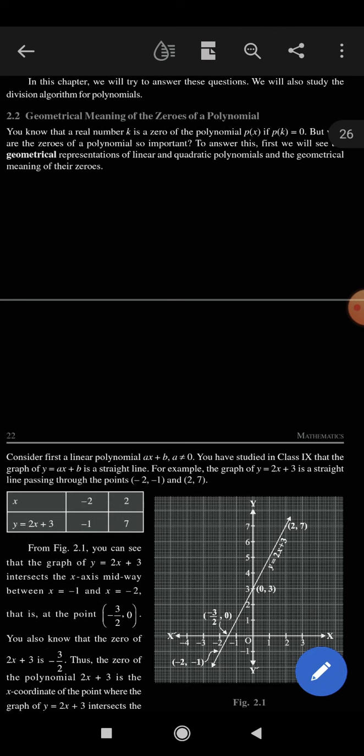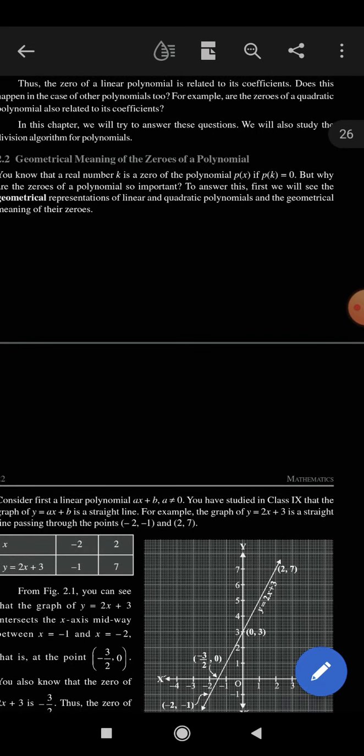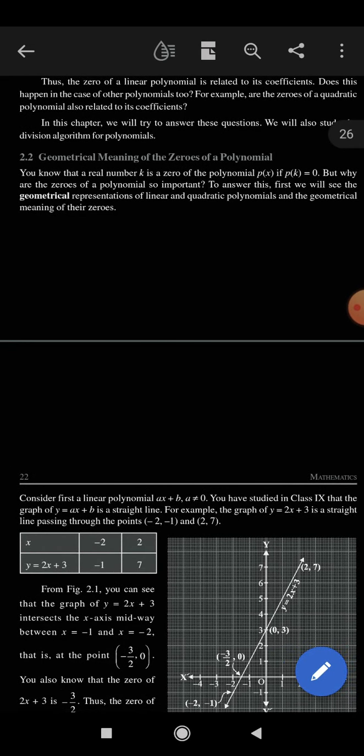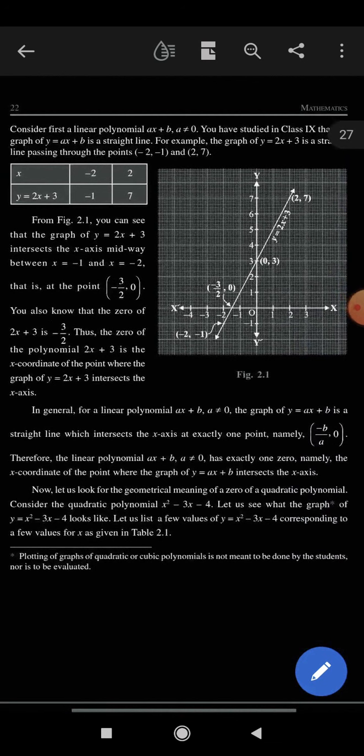You know that a real number k is a zero of a polynomial p(x) if p(k) is equal to 0, but why are the zeros of a polynomial so important? To answer this, first we will see the geometrical representation of linear and quadratic polynomials and the geometrical meaning of their zeros. Consider first a linear polynomial ax plus b, where a does not equal 0.